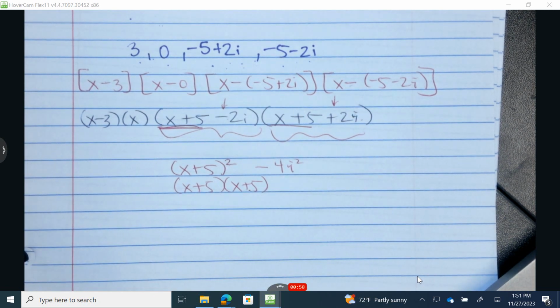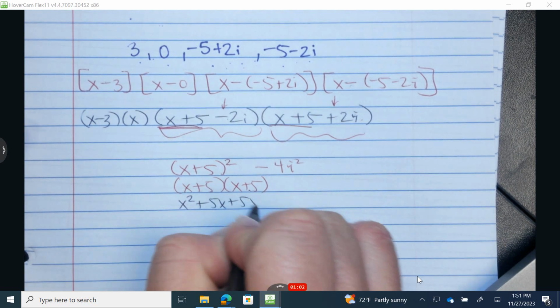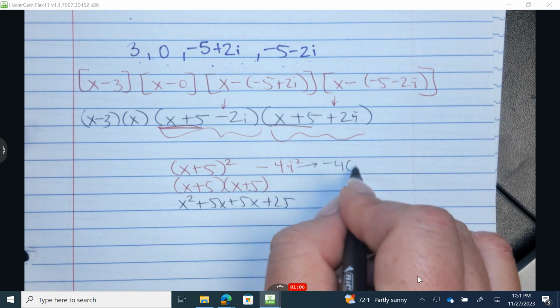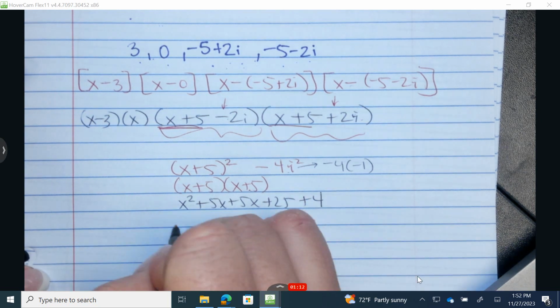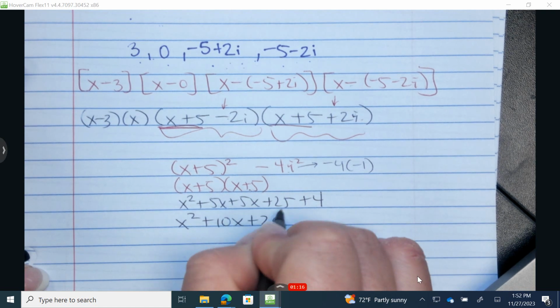Okay, x plus 5, I'm going to write it down twice because there's two quantities of the same. And now I'm going to go ahead and FOIL. Front, inside, outside, and last. Now this is negative 4 times negative 1 because i squared is the same as negative 1. So this is plus 4. x squared plus 10x plus 29.